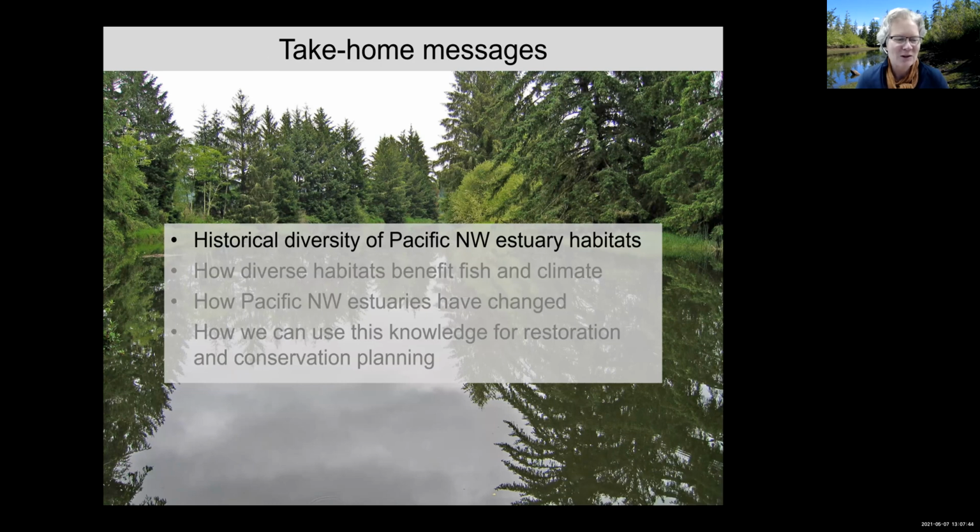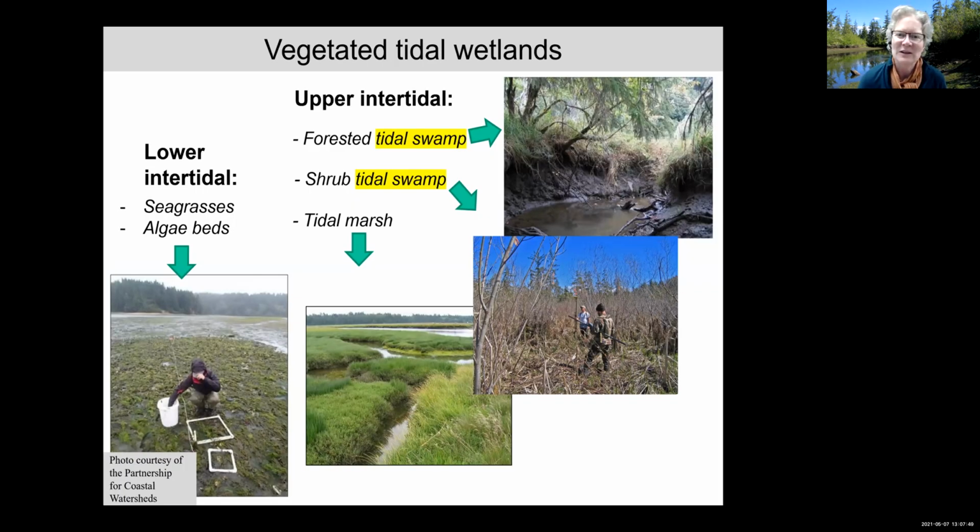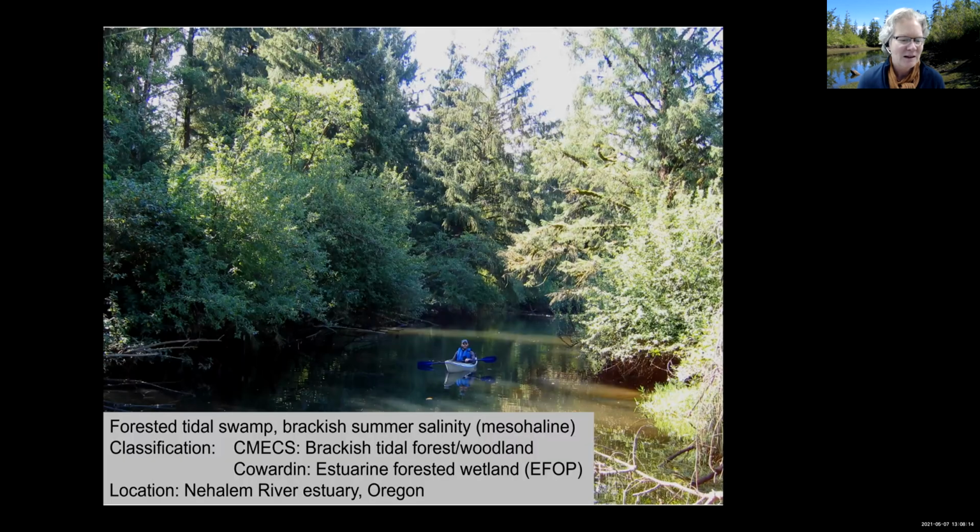First, looking at the diversity of our Northwest estuary habitats, these are the basic classes of wetlands in the tidal areas. We have the lower intertidal seagrasses and algae beds, and then in the upper portions of the intertidal range, we have tidal marsh, also called salt marsh, and then a couple different kinds of what we call tidal swamp, which are dominated by woody vegetation, basically trees or shrubs, with herbaceous understory. And these forested tidal swamps are pretty beautiful, magnificent environments, really.